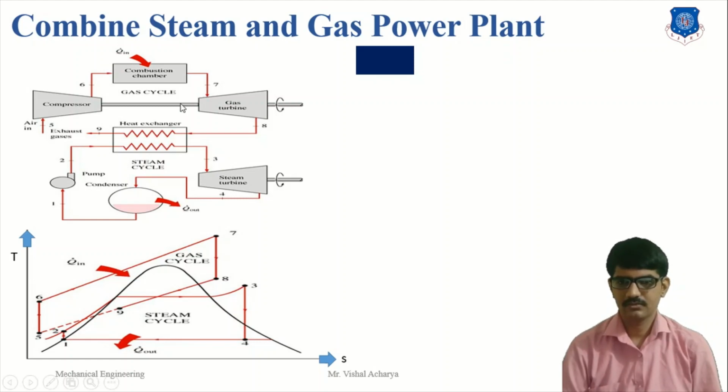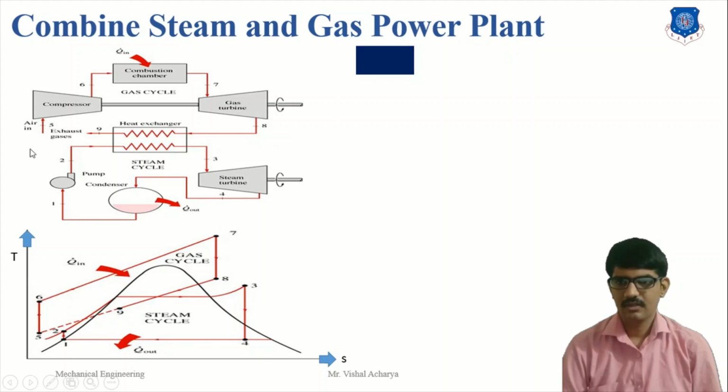Here, this diagram presents the open cycle gas turbine, and this diagram represents the Rankine cycle. Here are the boiler, feed pump, condenser, and steam turbine. In the gas power plant, there are the compressor, combustion chamber, and gas turbine.